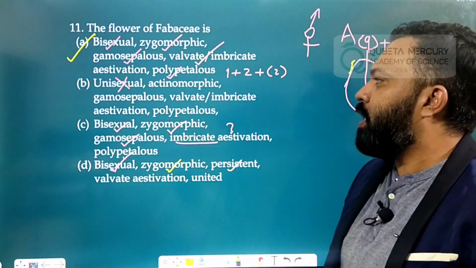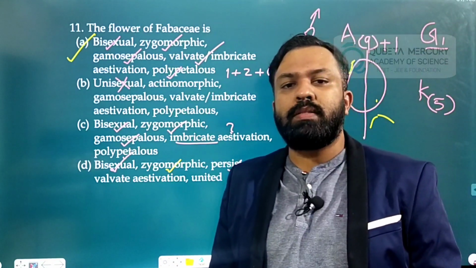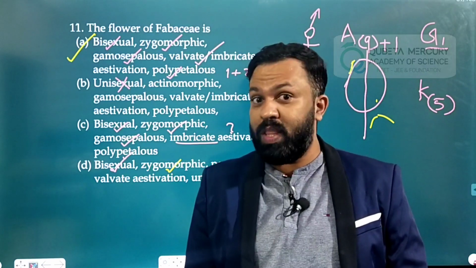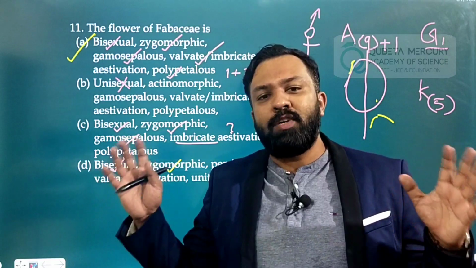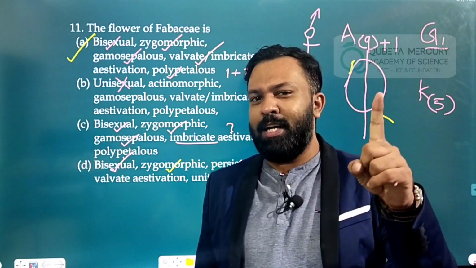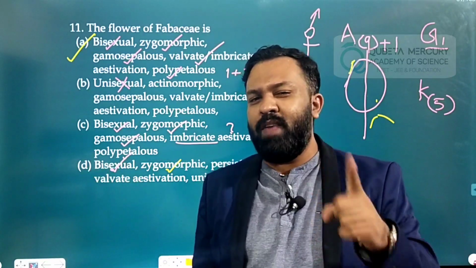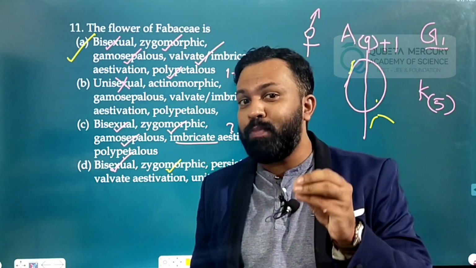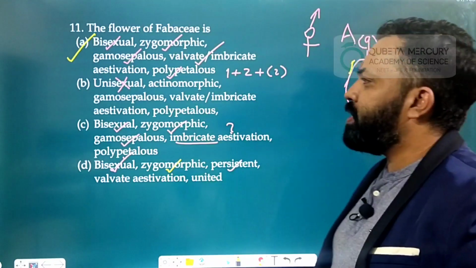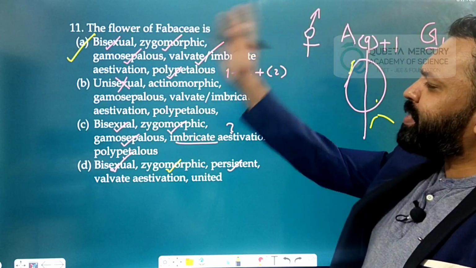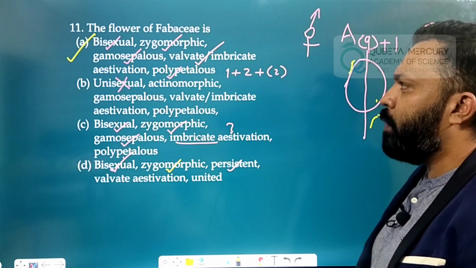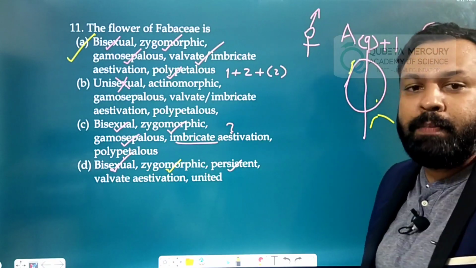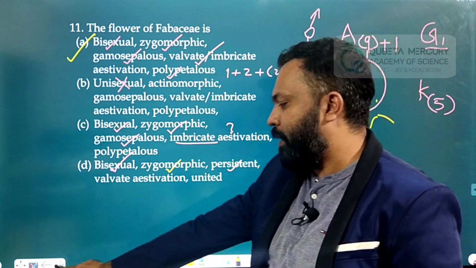Polypetalous, exactly, of the 5 petals, which is polypetalous in nature with vexillary estivation or papilionaceous corolla, where the largest outermost petal is the standard petal. The 2 lateral ones are the wing petals, and the innermost, the smallest, fused ones are the keel petals. So option A only is the best answer meant for question number 11. The question came from the chapter Morphology of Flowering Plants from the family description of Fabaceae.